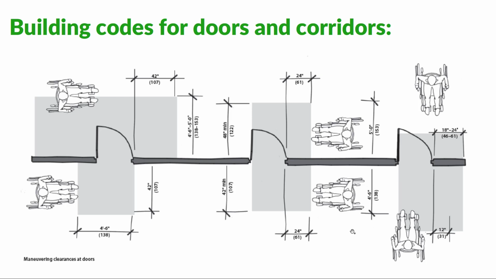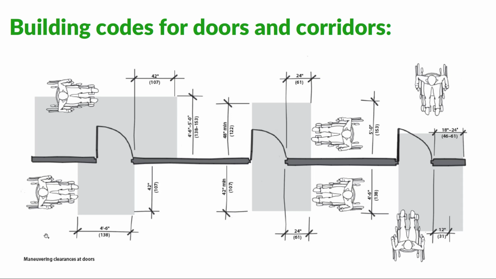This slide shows the variety of conditions that will happen at a doorway. So these are all the maneuvering clearances that we need. On the bottom of the screen here, the person in the wheelchair is approaching the door on the push side. So in each situation, the person will be approaching the side of the door in which they push it away from themselves. On the top of the screen, we see a condition where the individual is always on the pull side of the door, meaning they're going to be pulling the door out towards themselves in some fashion.